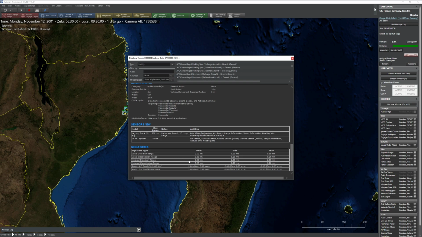Notice my infrared detection range is awesome. You're probably sitting there going, well, that makes sense. It's a radar. It's hot. And I'd say, yeah, you're right. But notice the classification range isn't great, which also ties in with the visual.